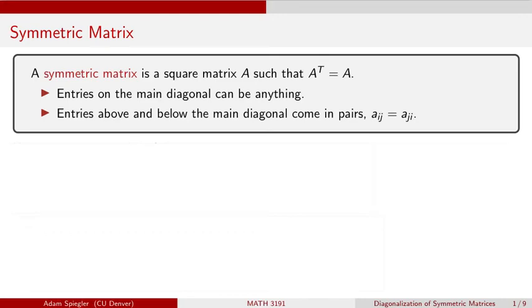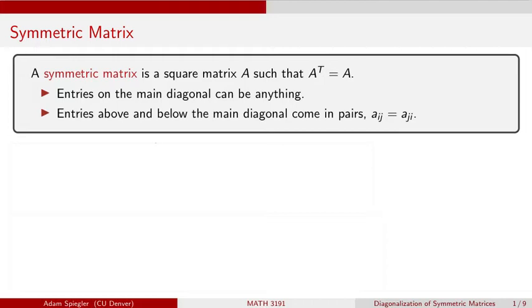All right, welcome everybody. In this video, we're going to first define what a symmetric matrix is, and then we're going to review how we diagonalize matrices, and in particular, what's going to be special about the diagonalization process when we're working with symmetric matrices.